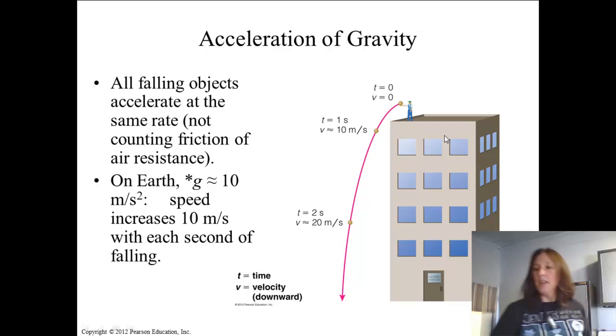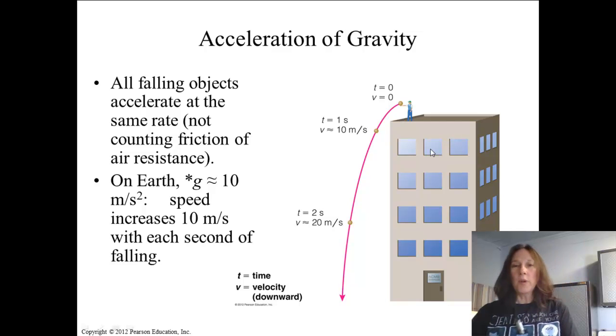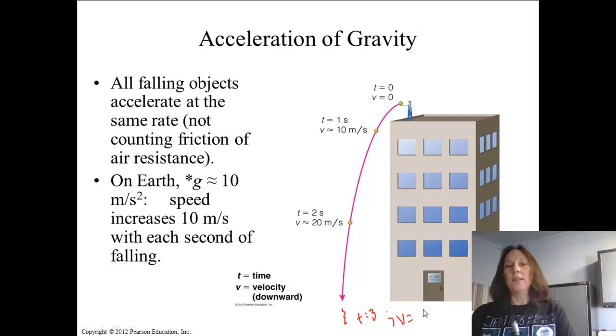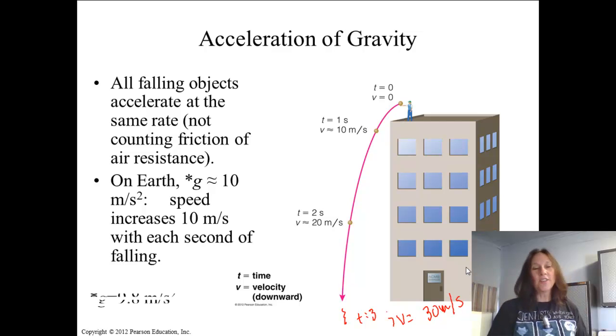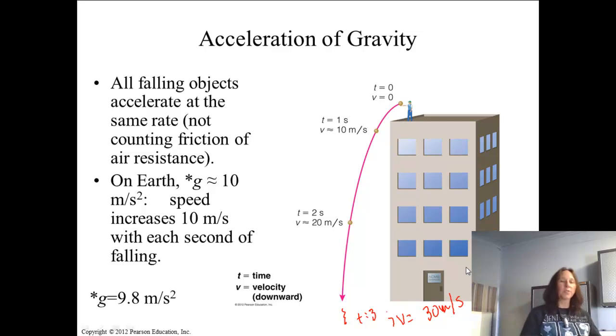If I were to query you, it looks like we're going to need more room down here because it's going to splat, but if it were allowed to go to 3 seconds, can you see where the velocity would be? 30 meters per second. That is the acceleration due to the force of gravity, and it works regardless of mass. Isn't that awesome? So I've rounded it to 10 meters per second.